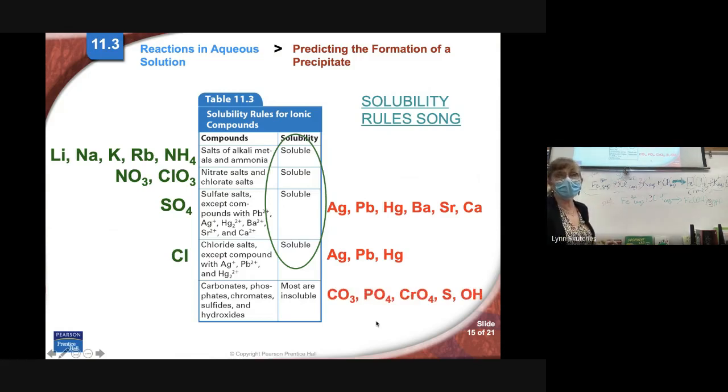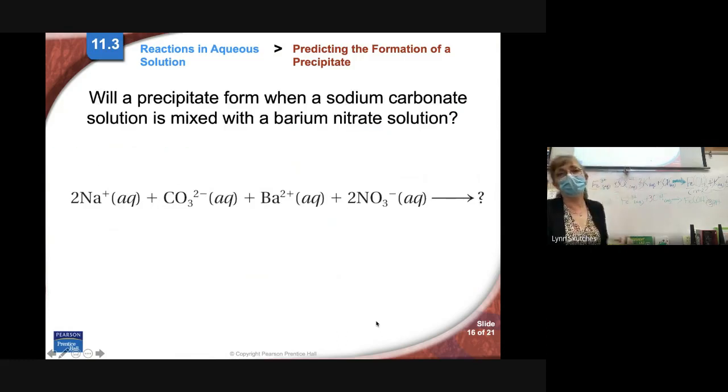And then the carbonates, CO3 2-, phosphates, PO4 3-, chromates, sulfide, hydroxides, mostly not soluble. But again, you're going to have this tool to look it up. All right, let's see if you can do this one really fast for me. Will a precipitate form when sodium carbonate solution is mixed with barium nitrate?